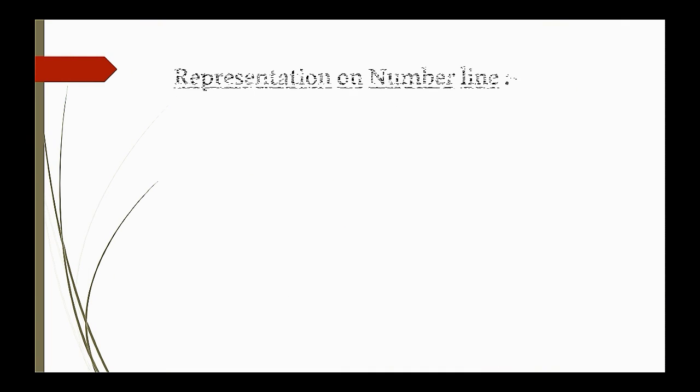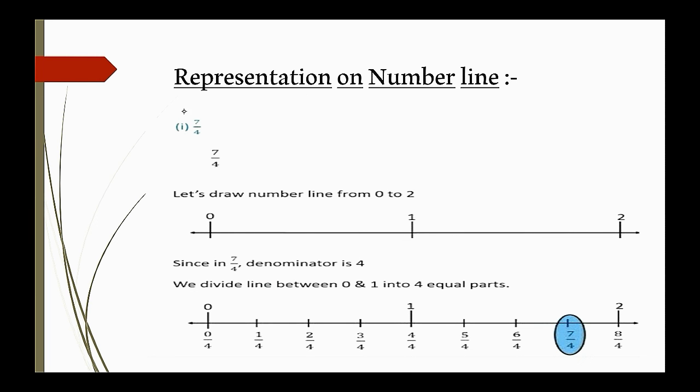So next, representation on a number line. How to represent numbers on a number line? First, let me take an example, 7 by 4. In this, first we need to draw a number line. Take the points 0, 1 and 2. Since the denominator in 7 by 4 is 4, we should take everything in 4 parts. For 0, it is 0 by 4, for 1, 4 by 4, for 2, 8 by 4.